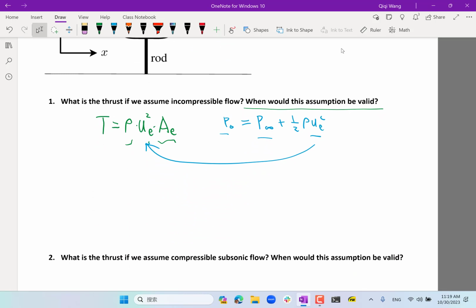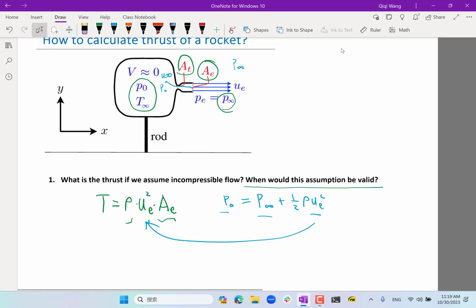What if we have compressible but subsonic flow? How do we calculate the thrust in this setting? So let's come back to how we calculated the thrust in incompressible settings. First of all, the conservation of momentum is going to be exactly the same, and the momentum flux is still equal to rho times UE squared times AE. Nothing changes about momentum flux or conservation of momentum.